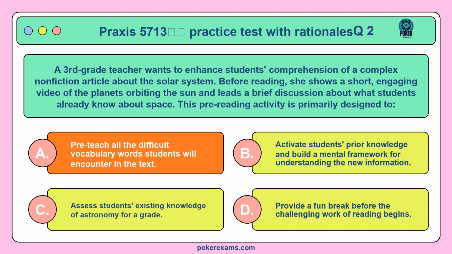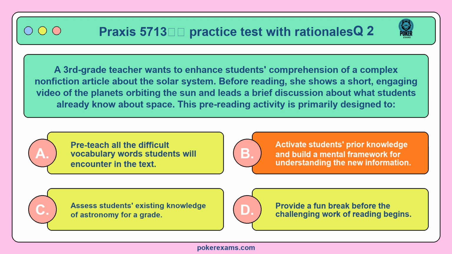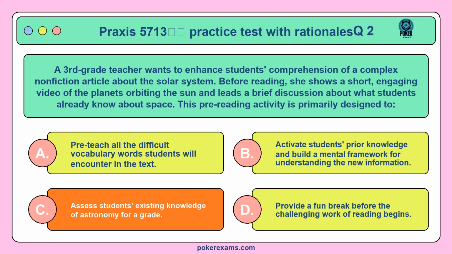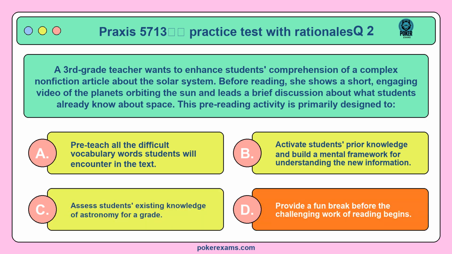Option A. Pre-teach all the difficult vocabulary words students will encounter in the text. B. Activate students' prior knowledge and build a mental framework for understanding the new information. C. Assess students' existing knowledge of astronomy for a grade. Or D. Provide a fun break before the challenging work of reading begins.